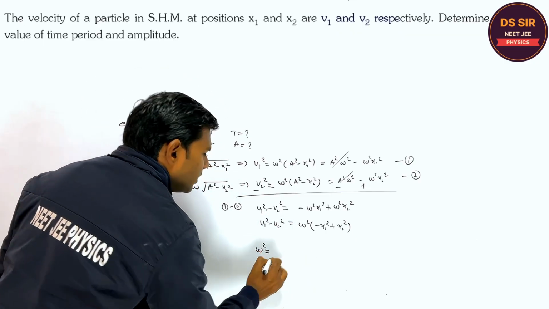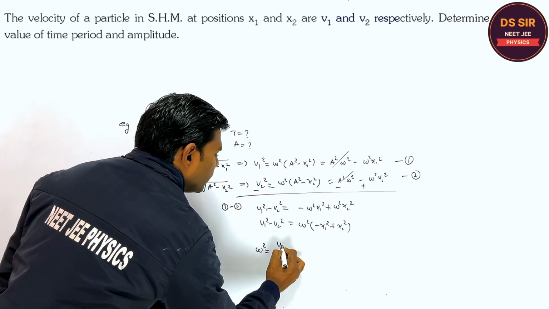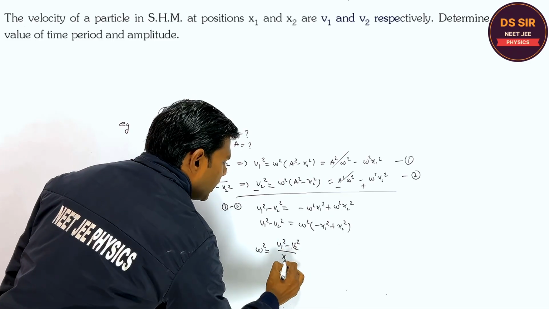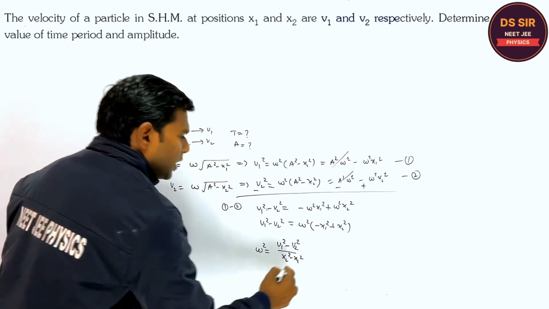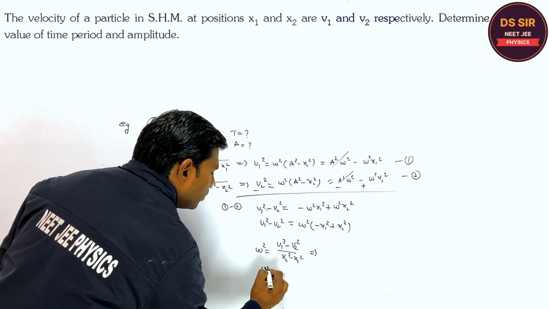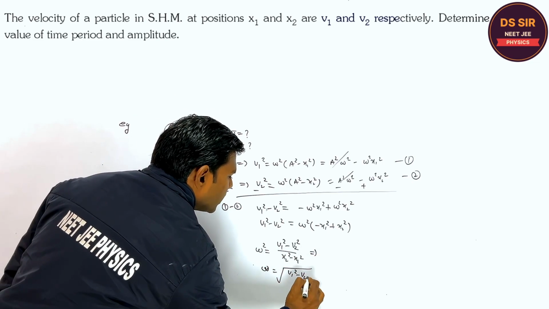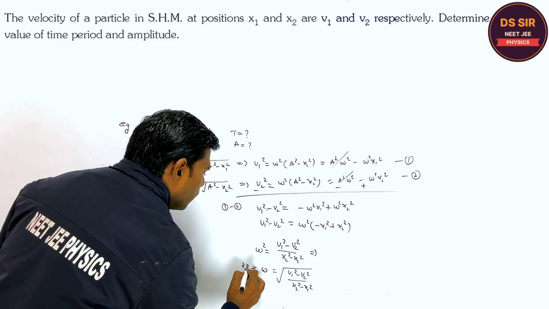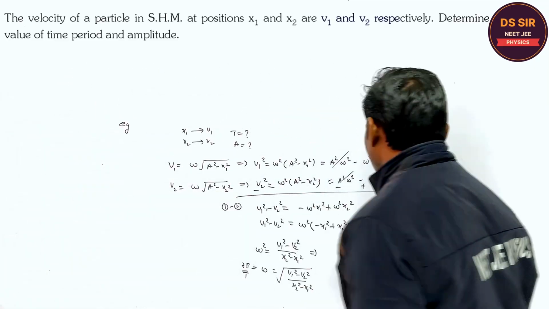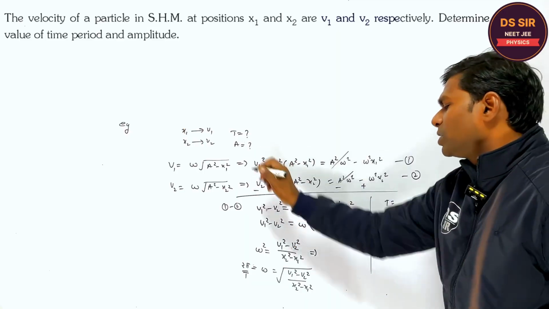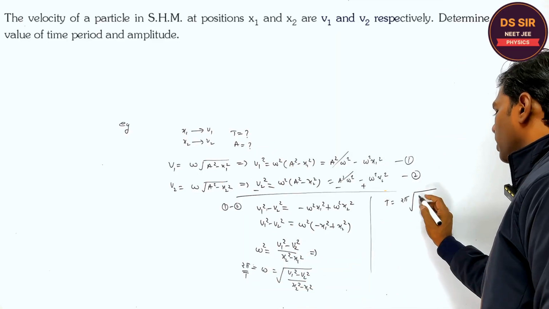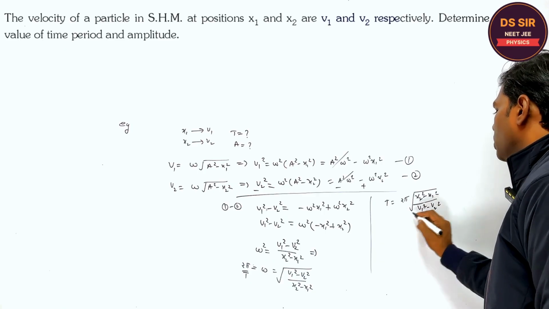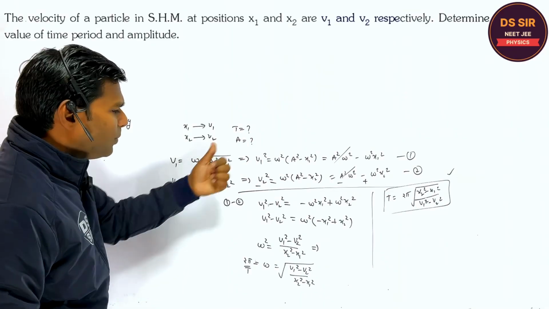Simplify this to find the value of omega squared, which is equal to (v1 squared minus v2 squared) divided by (x2 squared minus x1 squared). This implies you can write omega as the square root of (v1 squared minus v2 squared) over (x2 squared minus x1 squared). And it is equal to 2 pi by T. So what is the time period? The time period of oscillation is 2 pi times the square root of (x2 squared minus x1 squared) over (v1 squared minus v2 squared). So the amplitude you have to find.